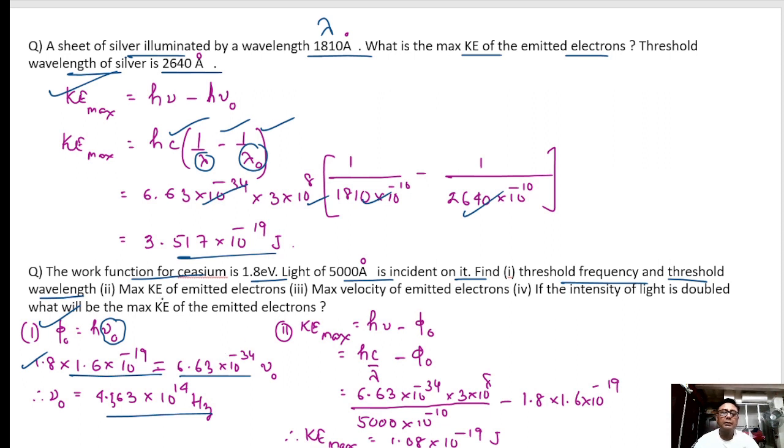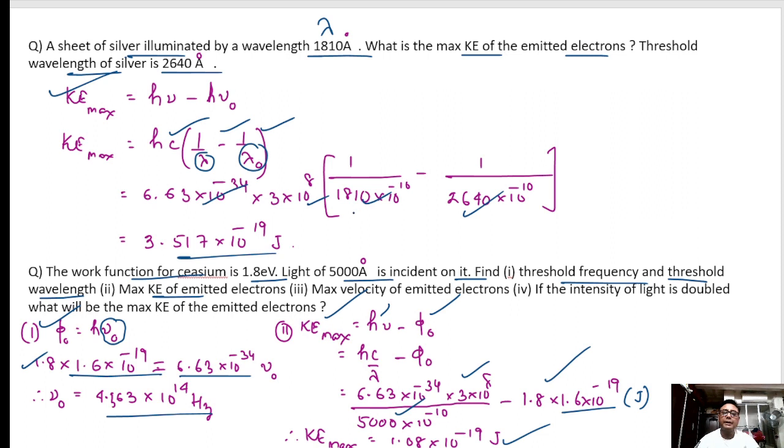And now we need the maximum kinetic energy of the photoelectron. So this is the maximum kinetic energy, h nu minus phi naught. So h nu is hc by lambda, h into c by lambda, minus phi naught we already calculated, 1.8 electron volt into 1.6 into 10 to the power minus 19. This is in joules. So we can calculate the maximum kinetic energy of the photoelectrons emitted.